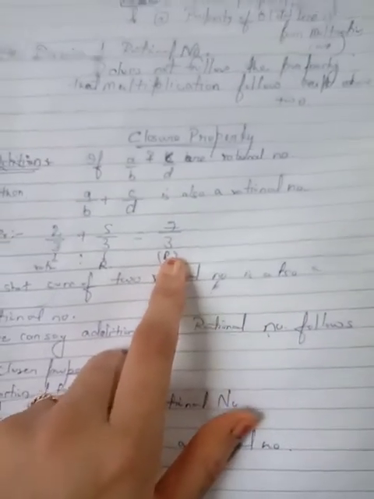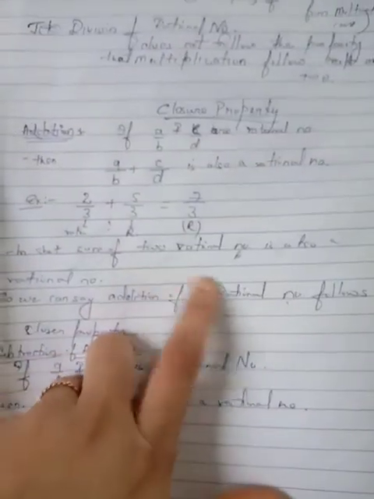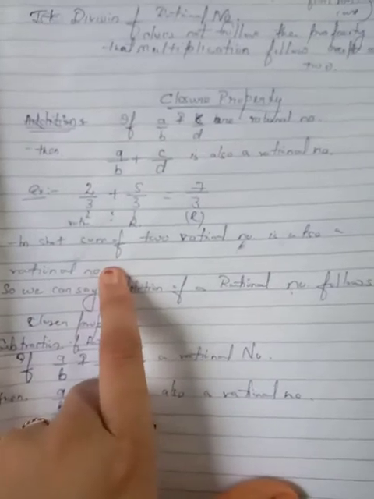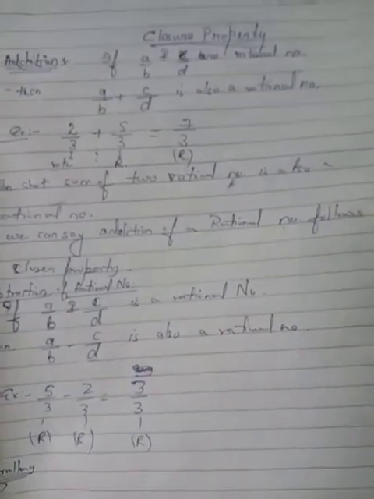Okay, or you can say that the sum of two rational numbers is also a rational number. That means addition follows the closure property.